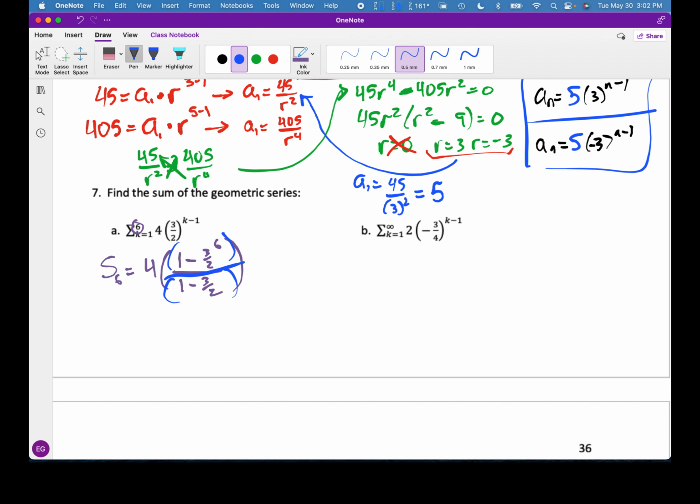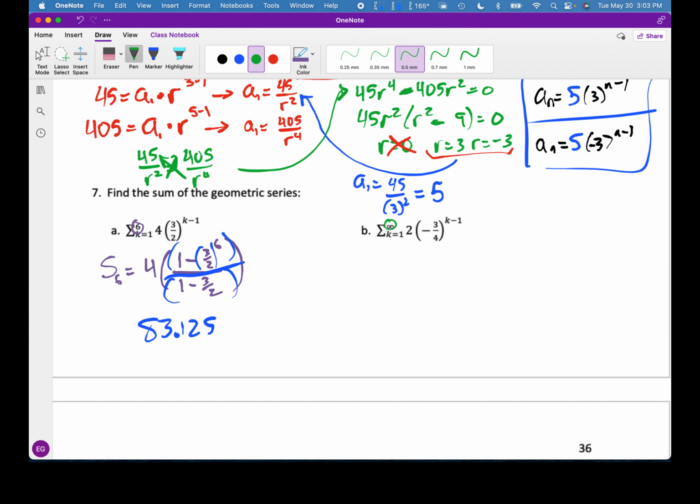Since we do tend to mess that up, I'm going to do that answer key. I also just added parentheses here, just so you know. I got 83.125, which you could write as a fraction if you really wanted to.